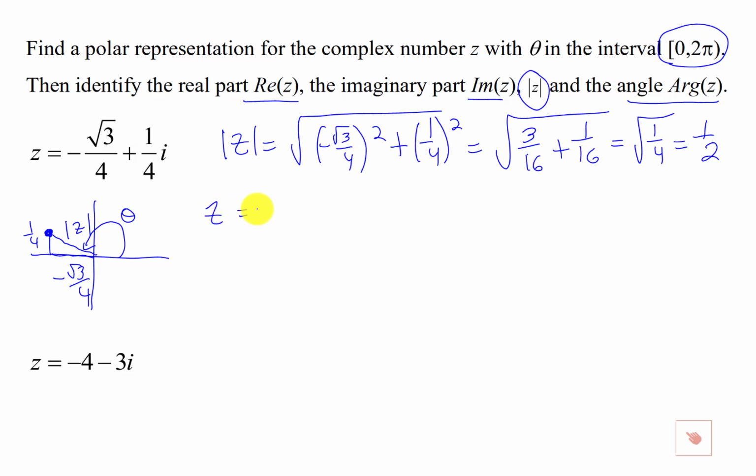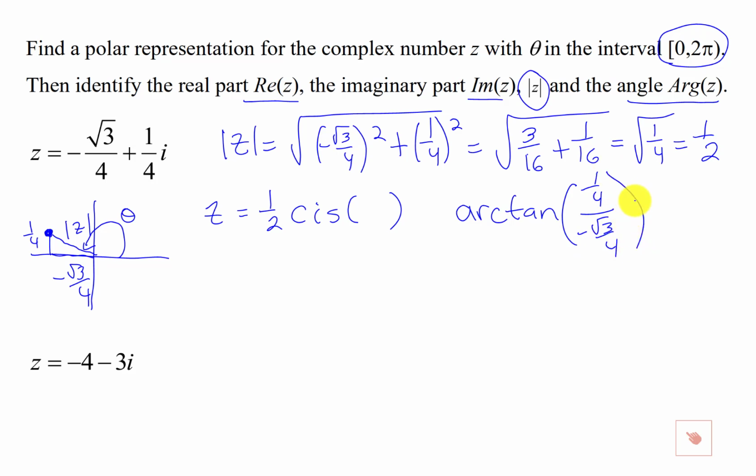So if we're writing this in polar form, the modulus goes first, and then we've got cis, and then we need to figure out that angle. Well, looking at that triangle, tangent is opposite over adjacent, so we know the arctan of opposite, 1/4, over adjacent, negative square root of 3/4, and that will simplify. If we flip it over, I will have negative 4 over square root 3. So the 4's cancel, and that simplified to negative 1 over square root 3.